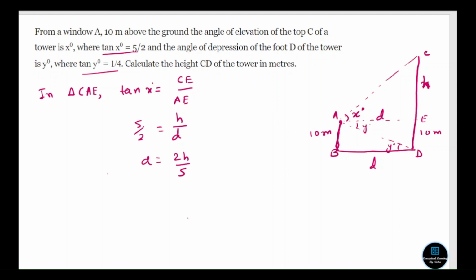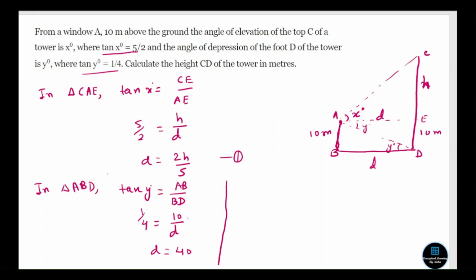Now I'll take the other triangle ABD. In triangle ABD, because we have been given the value of tan y degree, correct? What we have: tan y degree equals AB upon BD, correct? And here they have given the value of tan y degree as 1/4. So if I substitute that, it is very easy to simplify. So D equals 40. Now if I substitute D equals 40 in this equation, I can simply find the value of h.